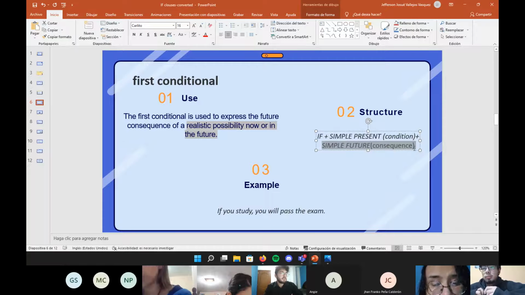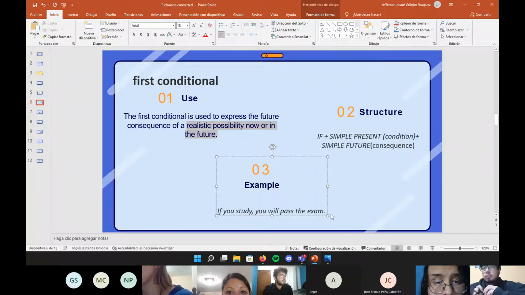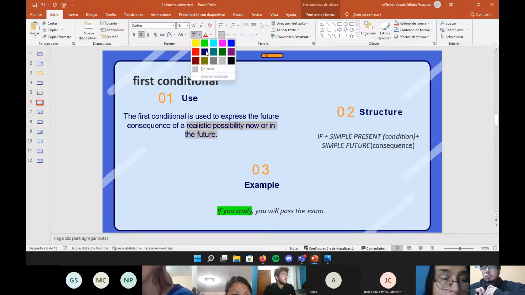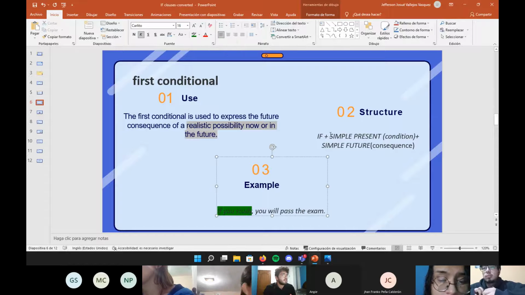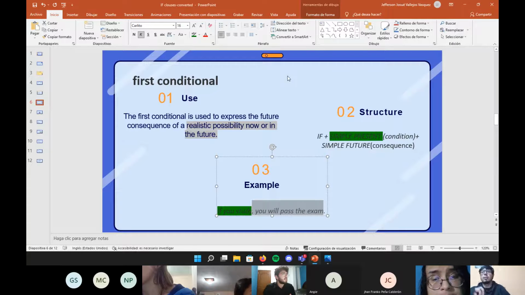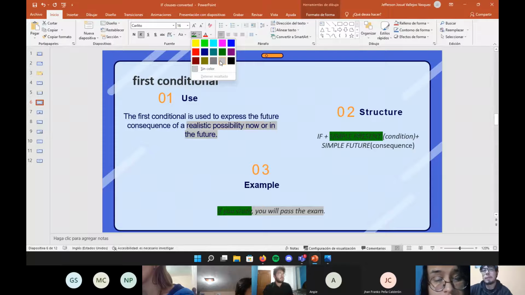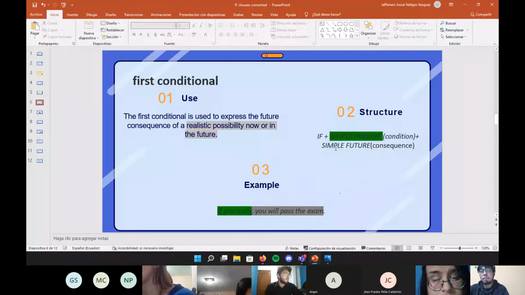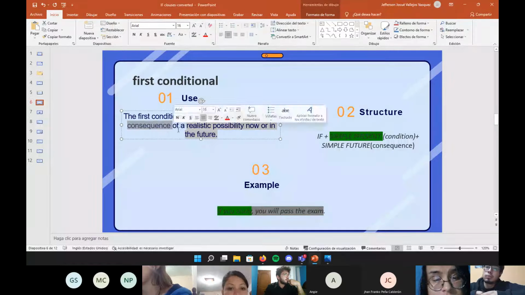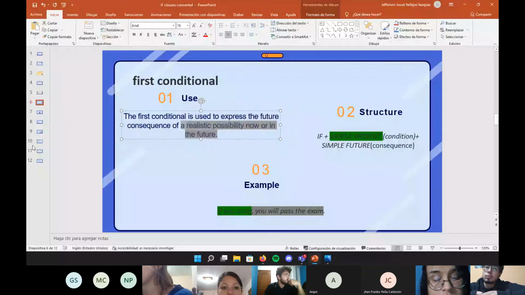And in the second part, in the consequence, we have the simple future, okay? As you can see in this example, we have in this part simple future: you will pass the exam. And the condition, if you study, is in simple present. We are going to choose a color. Simple present. And the second part is the consequence, which in first conditional we put in simple future, used to express the future consequence of a realistic possibility, right?